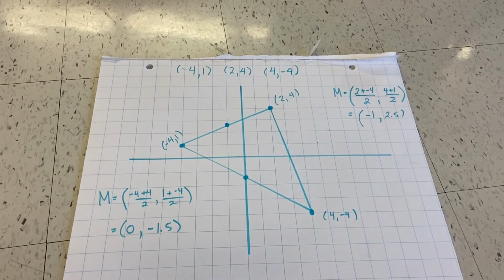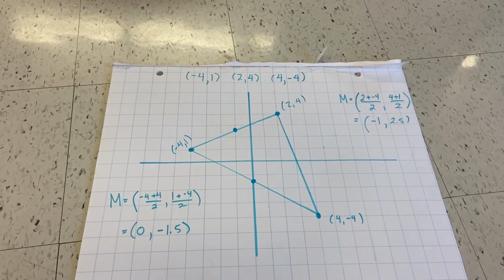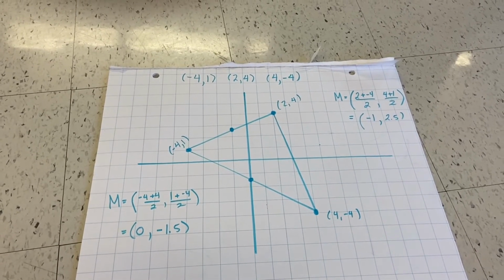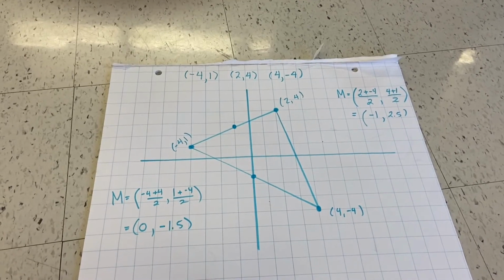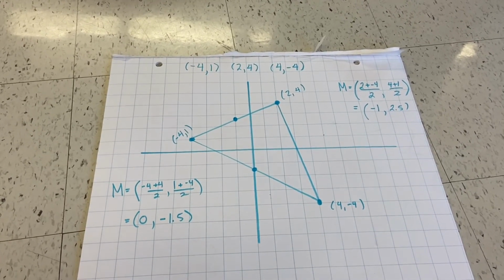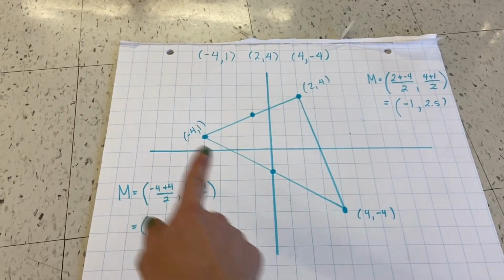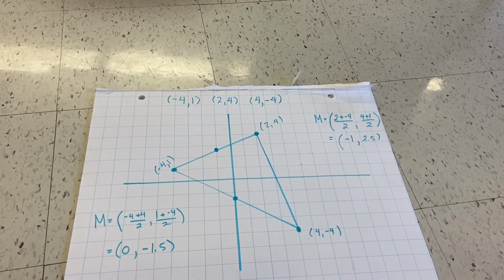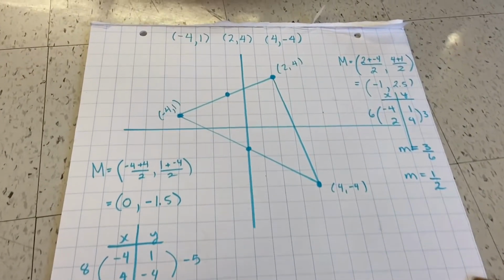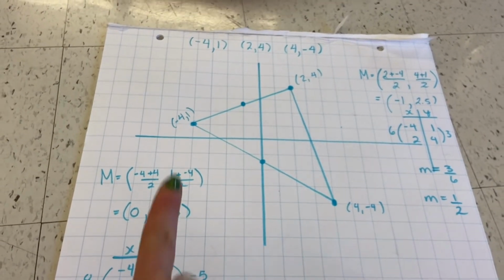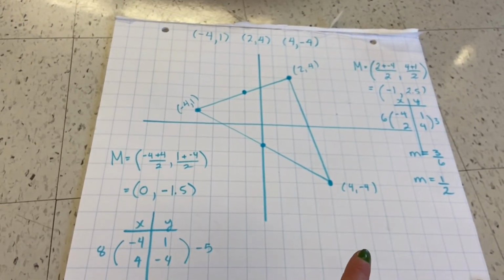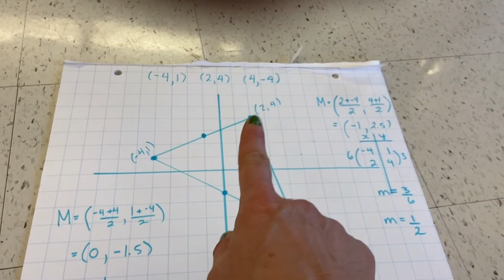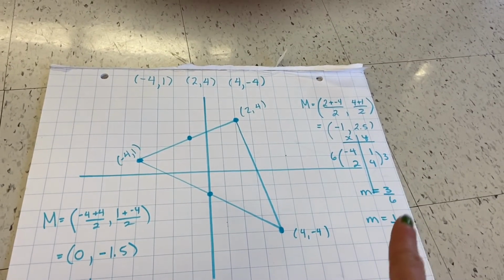And I don't just want the midpoints, I want a perpendicular bisector. So I found the bisector parts. Midpoint means I'm bisecting. Now I need to find out the slopes that are perpendicular to the slopes of these sides. So I need to find the slope of this side. I need to find the slope of this side, because then I can easily find the slopes that are perpendicular to those slopes. I found the 2 slopes. I found the slope between (-4, 1) and (4, -4), and that slope is -5 over 8. I found the slope between (-4, 1) and (2, 4), and that slope is 3 over 6 or 1 over 2.